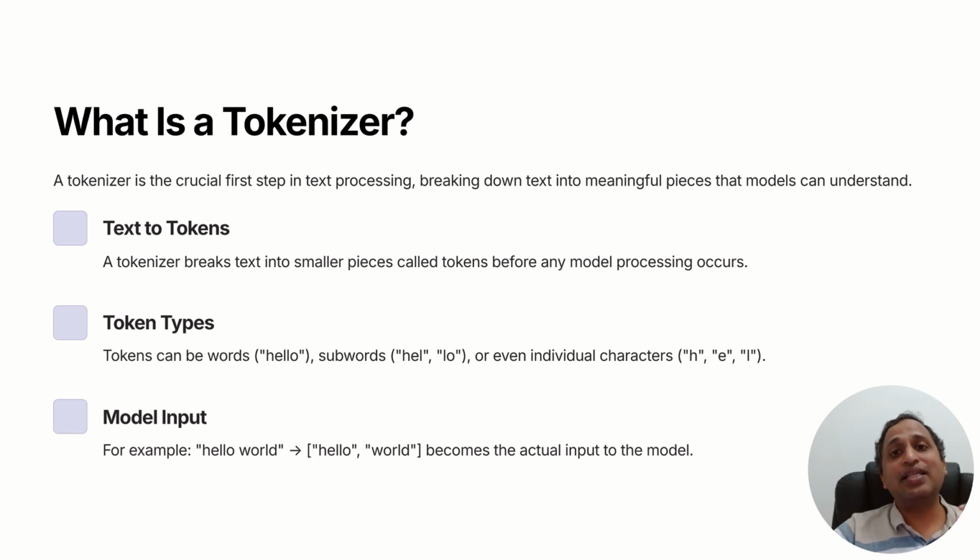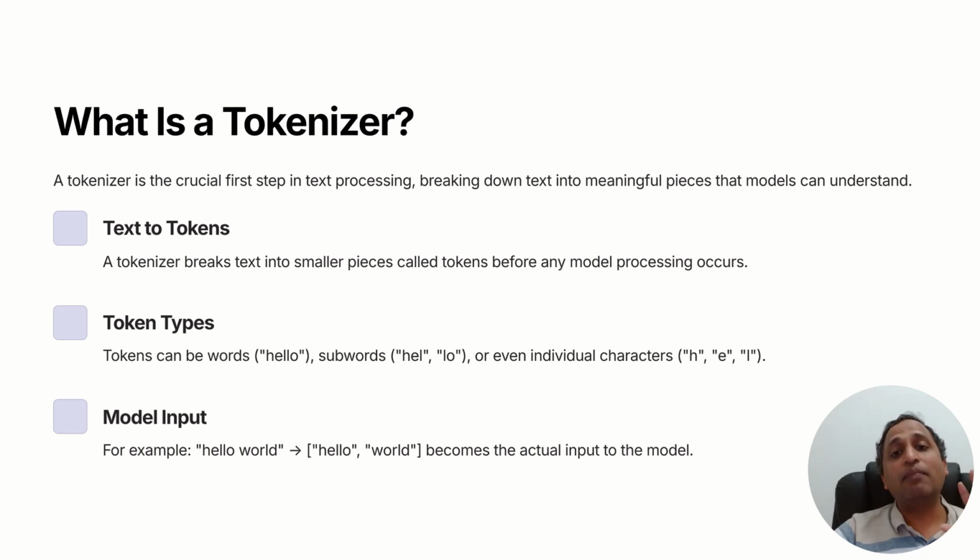A tokenizer is like a translator. It takes your input, a sentence, a paragraph, or even a full document, and breaks it down into smaller chunks called tokens that the model can understand. Now, what are tokens exactly? Tokens can be whole words like hello, or subwords like hel and lo, or even single characters, depending upon how the tokenizer is designed. This flexibility allows models to handle everything from common phrases to rare or even misspelled words.